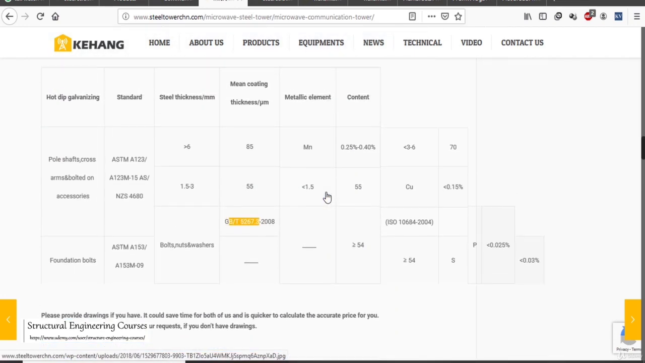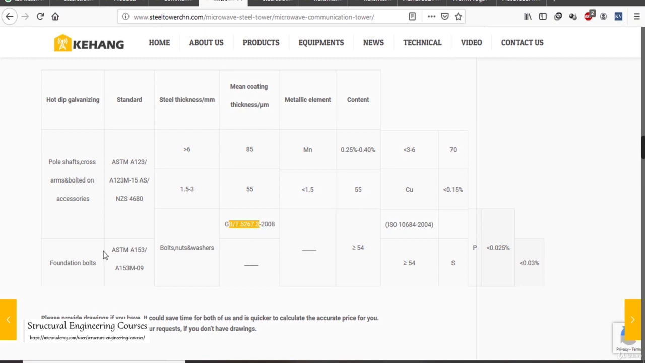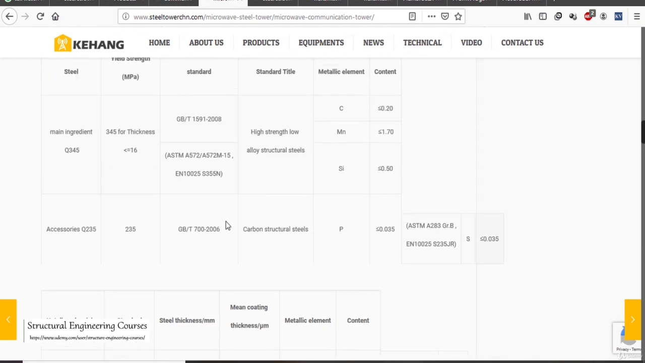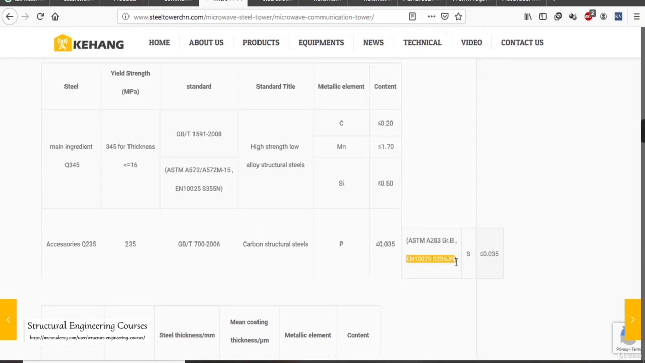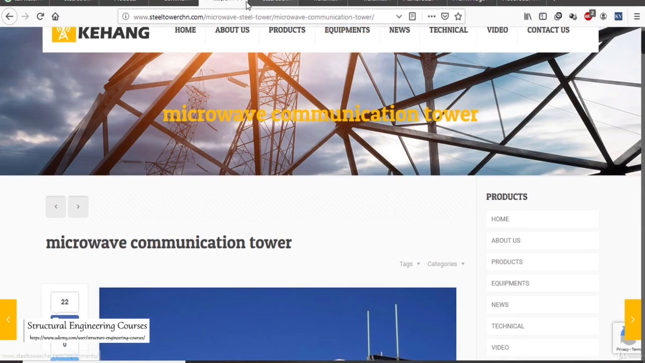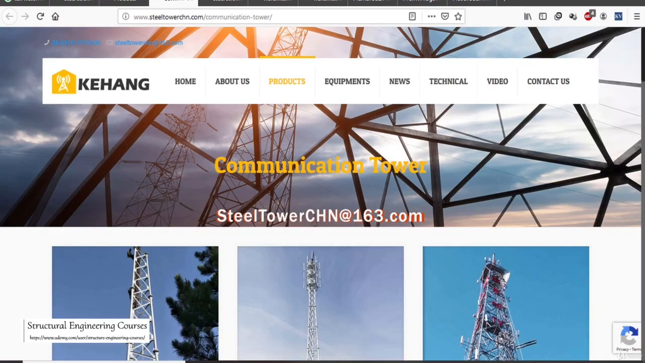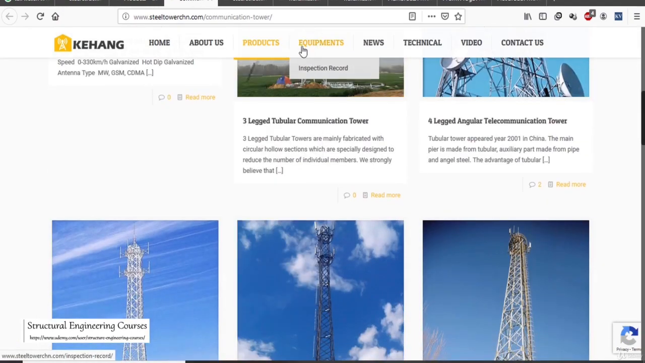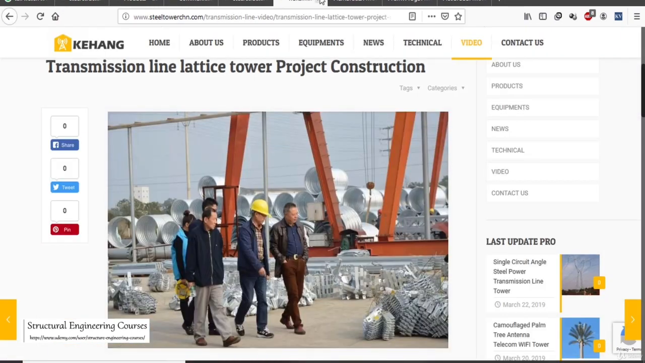But otherwise, whatever is missing in the Chinese codes, they are referring to the ASTM A153 or New Zealand standards or European standards here. So S235JR is nothing but the European structural steel name. So I hope things are now clear to you, that is, what the communication towers or the transmission towers are and how they are made.